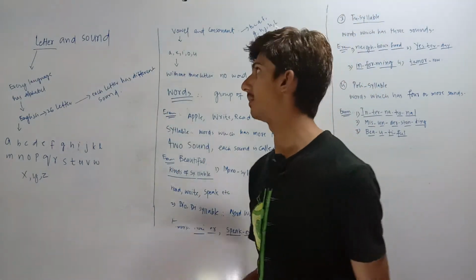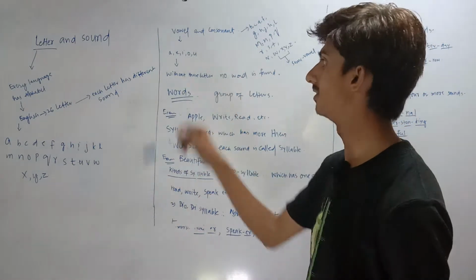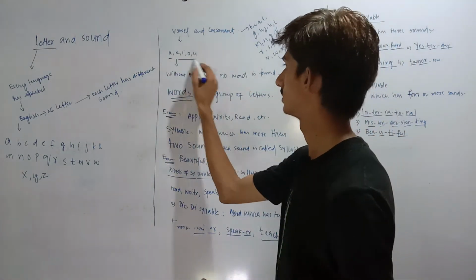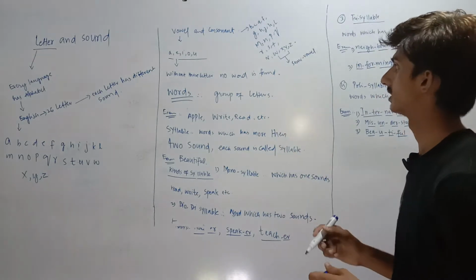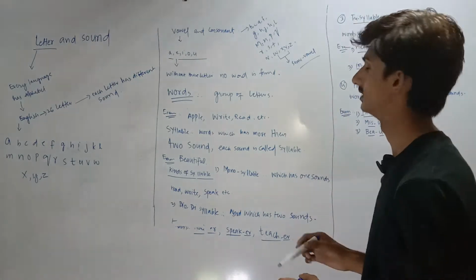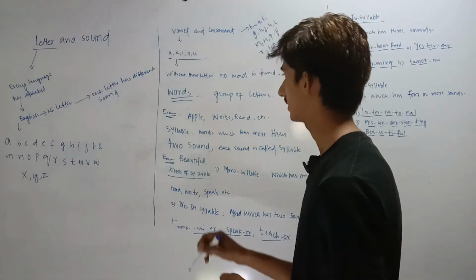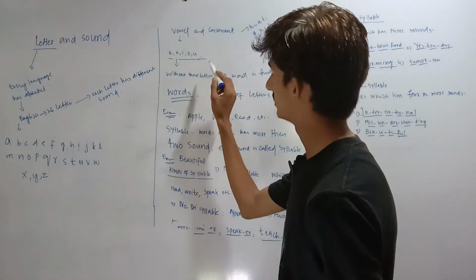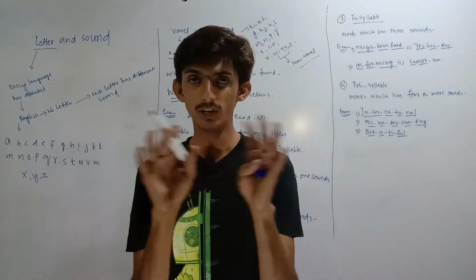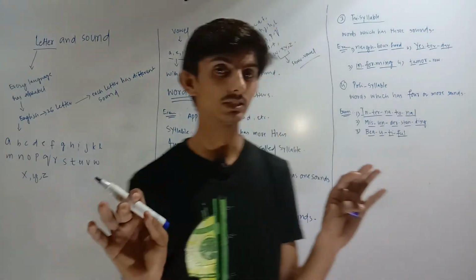Now I am going to move on to the vowel and consonant. In the English language there are 5 vowels: A, E, I, O, U. These are the vowel sounds and the others are the consonant sounds. Also, I will tell you that W and Y are semi-vowels. You have to keep in mind that W and Y are semi-vowels. So these are the 5 vowels. Without these letters, no word is formed. Without these 5 vowel sounds, no word is formed.